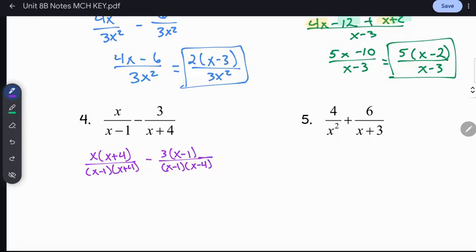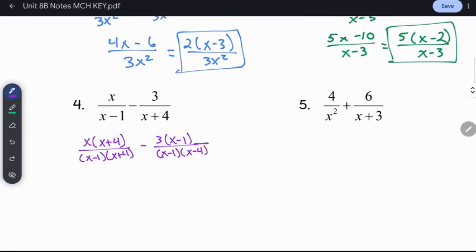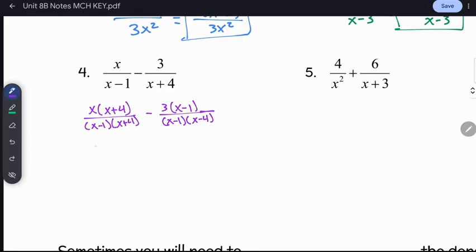Now we can start combining these, and we are also going to distribute so we can find our like terms and maybe cancel. So over here, on this side, I am going to have x squared plus 4x over x minus 1 times x plus 4. We don't need to distribute those yet because we may be able to cancel later. This is minus 3x minus 3 over x minus 1 times x plus 4.